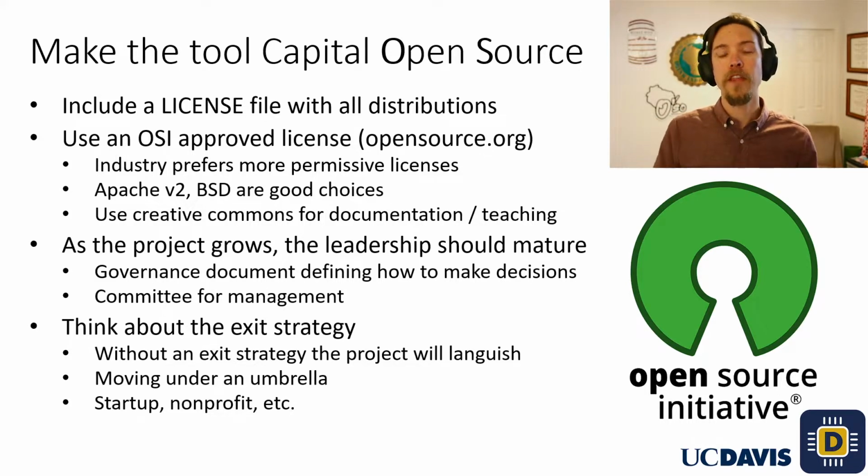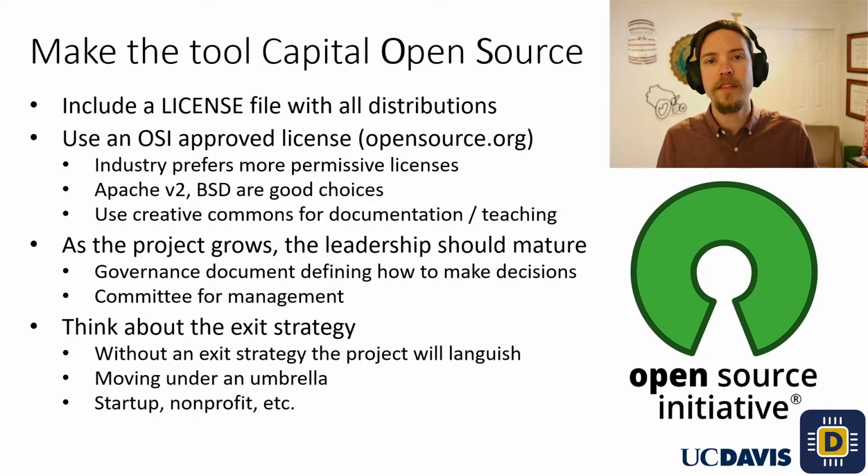So another thing to think about, if you want your tool to have impact, especially over the long term, is as the project grows from a single grad student sitting in their office developing some research tool into something that's a true open source community, the leadership should grow as well. And so it's really important to have things like a governance document that defines processes within the community and set up a committee to manage the day-to-day things that are going on. Because, as you grow your community with more developers and more users, conflicts will arise. And if you set up processes ahead of time to deal with those conflicts, everything will go much smoother.